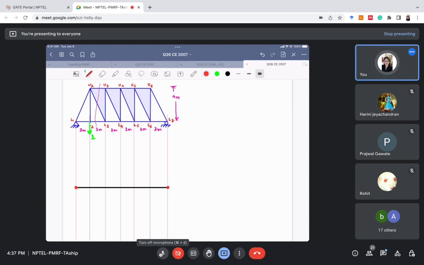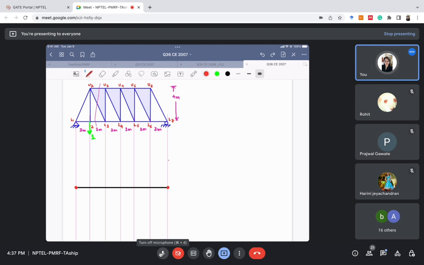So we have to mark the endpoints. If in any option you have an ILD with some shape like this, you can simply rule it out then and there, because it cannot have such a shape if the support is there. For the endpoints I've already marked. The next step is to move the unit load only at the 2 points which connect that section, because that will be enough. To calculate the ILD for member U2 L3, I'll move to points L2 and L3 only.